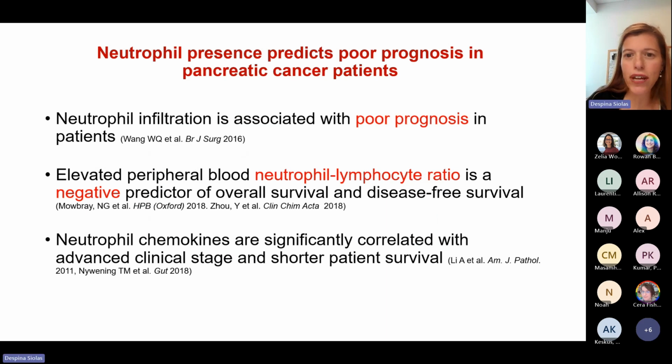And it had been proposed that neutrophils could be either pro or anti-tumorigenic, depending on the specific cancer type and also on the stage of the tumor. But in the context that we're talking about in pancreatic cancer, neutrophils are consistent with a pro-tumorigenic role, because not only is neutrophil infiltration associated with poor prognosis in patients, but even having a high neutrophil count is a negative predictor of overall survival, as is finding neutrophil chemokines in the blood.